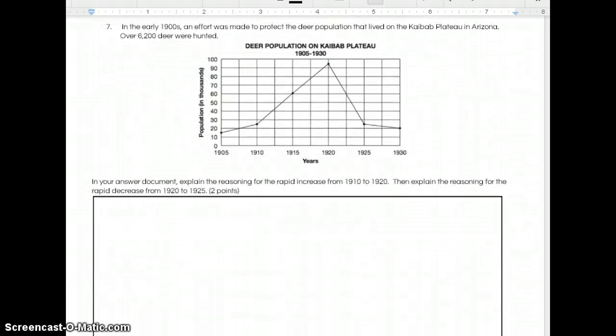And number 7. In the early 1900s, an effort was made to protect the deer population that lived on the Kaibab Plateau in Arizona. Over 6,200 deer were hunted. In your answer document, explain the reasoning for the rapid increase from 1910 to 1920. Then explain the reasoning for the rapid decrease from 1920 to 1925, for 2 points.